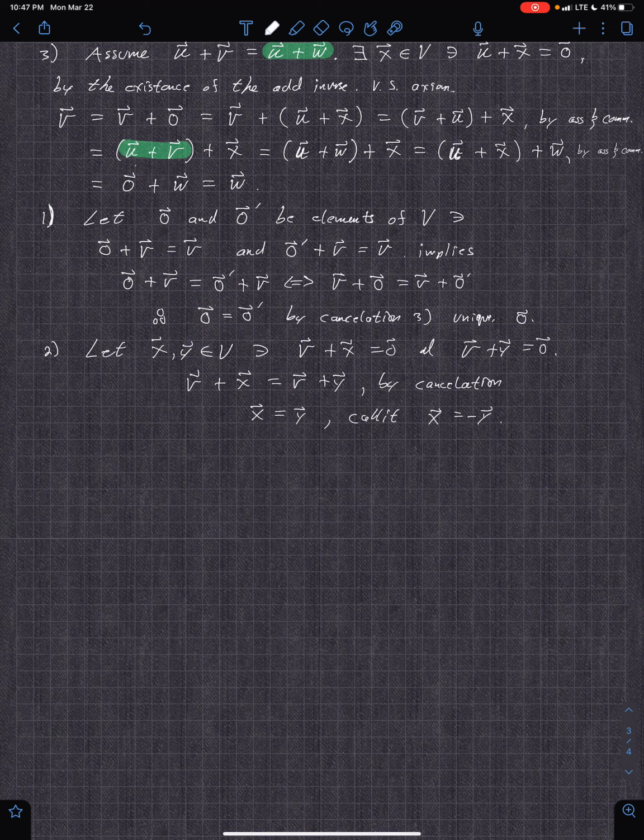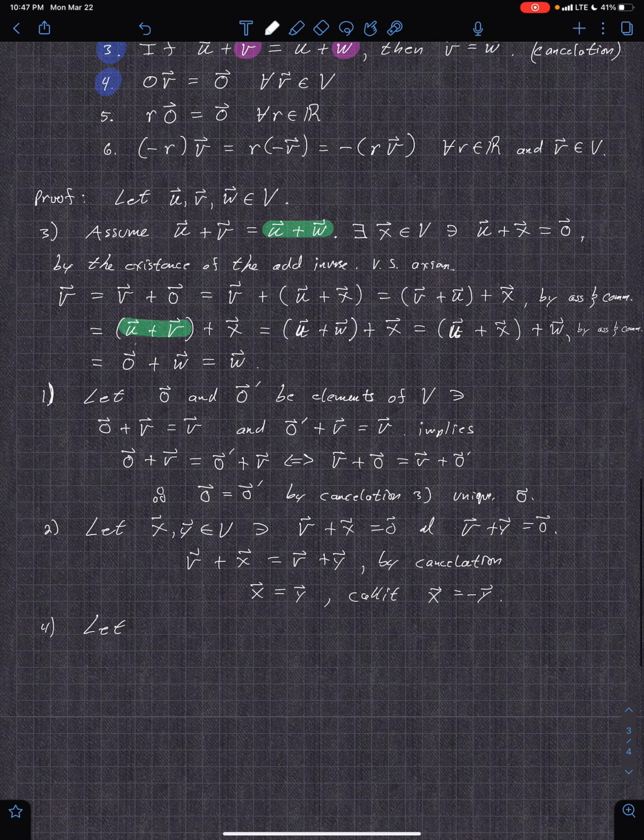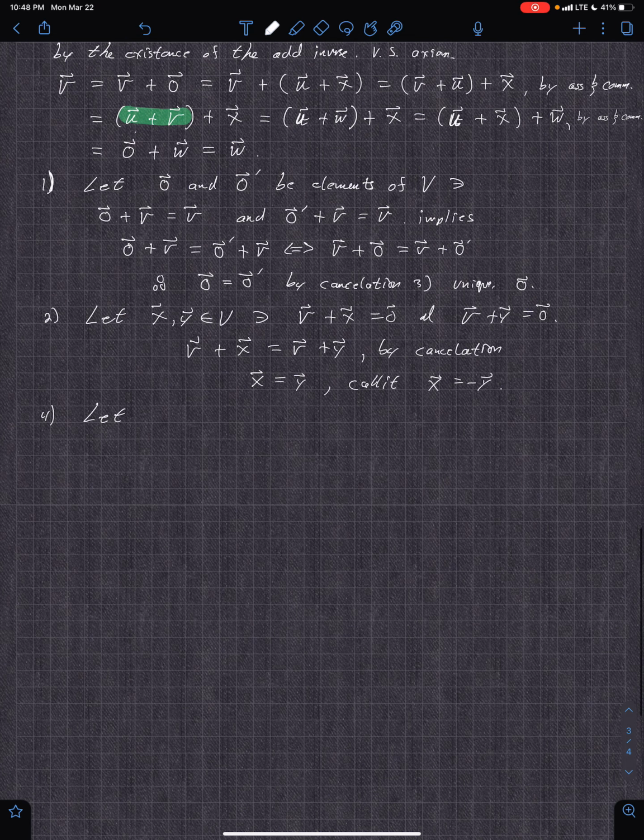Okay, 4 is more interesting, I think. So what was 4? 4 is, 0 times anything is 0. Check this out, this is pretty cool. Let v be in V. We already know that, but that's okay. Then show 0 times a 0 vector is equal to the 0 vector. No, sorry, 0 times any vector is equal to the 0 vector.